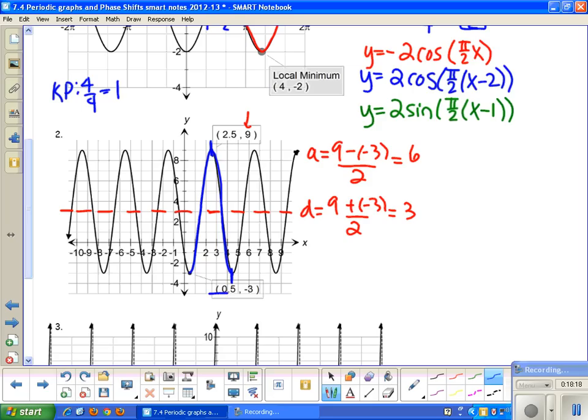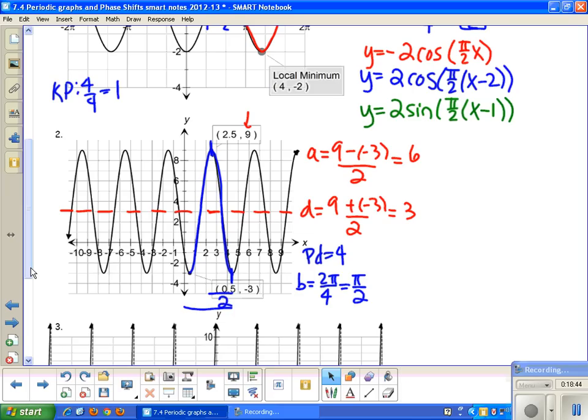So the distance from here to here would be 2.5 minus 0.5, so the distance is 2. So that means that 2 times 2 would give me the whole wavelength. So the period of this function is actually equal to 4, just like the last one. So if the period is 4, just like we found in the last one, then our b value is going to be 2 pi divided by 4, which in this case would be, again, pi over 2.